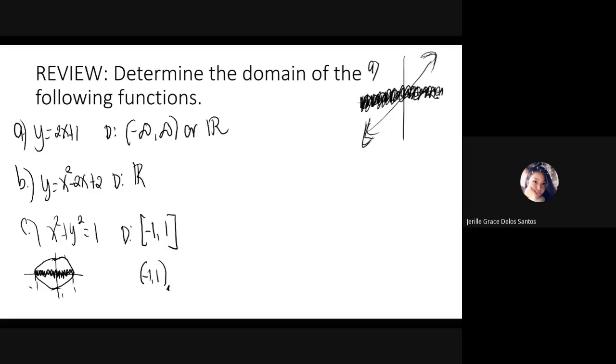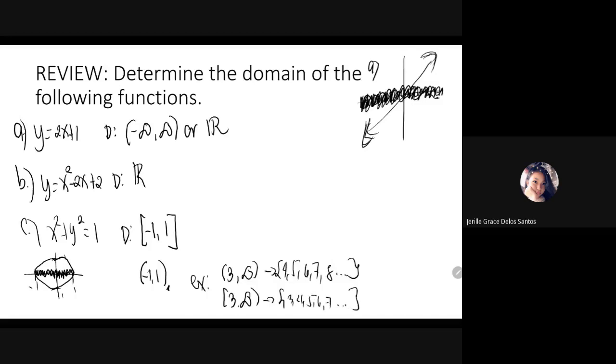In general math lesson, when you say bracket, that is included. When you say parenthesis, that is excluded. Does it make sense? Example, we have here from 3 to positive infinity with a parenthesis, and the second one is 3 to positive infinity with a bracket. The solution set here will be 4, 5, 6, 7, 8, and so on. The solution set here will be 3, 4, 5, 6, 7, and so on. It is included when it is a bracket, not included when it is a parenthesis. That's why it's wrong to say parentheses negative 1, 1. It should be negative 1, 1 in brackets on both sides.